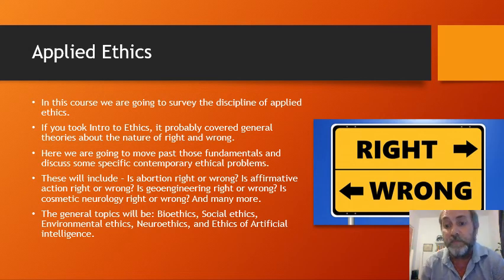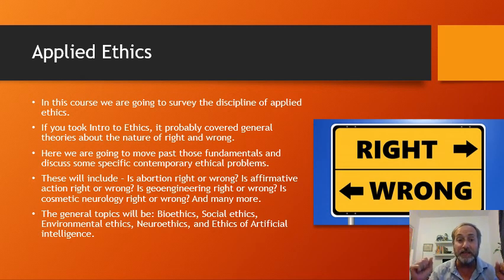So this, Phil 28, is a course in applied ethics. What that means is if you've taken another ethics course, which I believe you should have taken Phil 27, you probably spent a lot of time talking about general theories of right and wrong, right? In this course, we're going to focus on particular issues and see whether particular things are right or wrong.